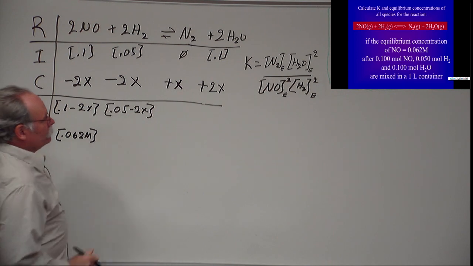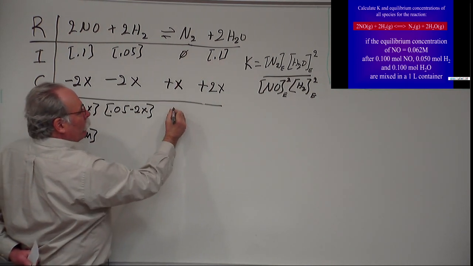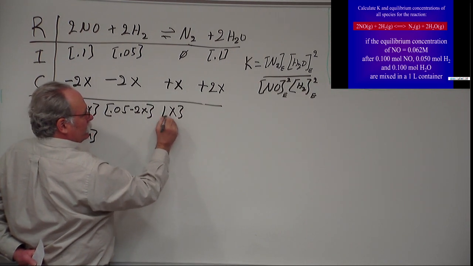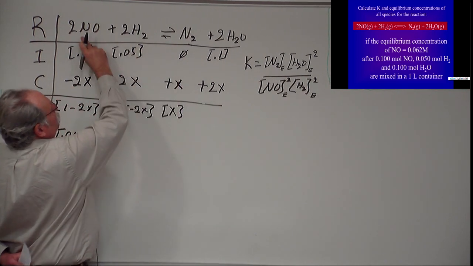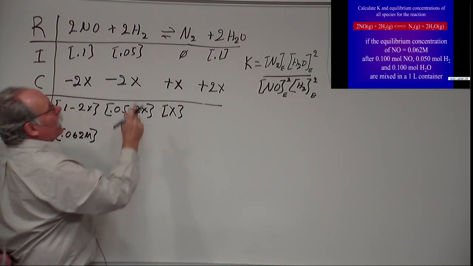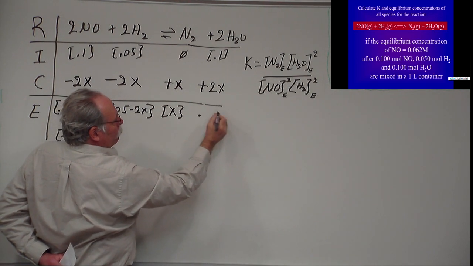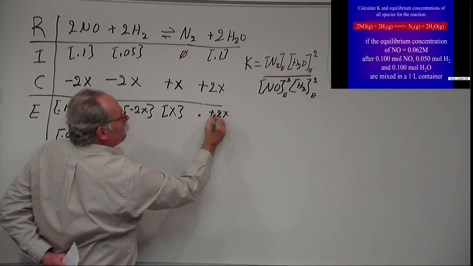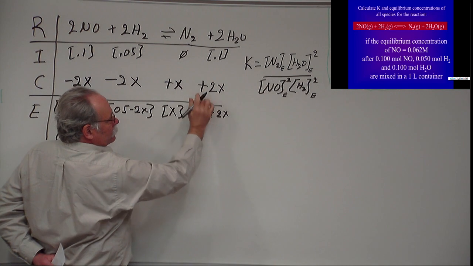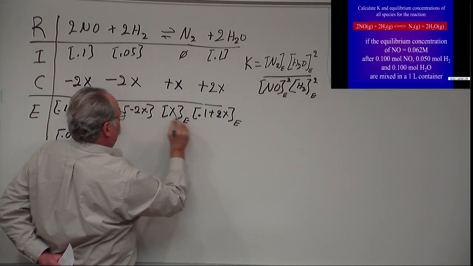While these were being consumed, I produced this at half the rate. So I only made x of this, okay? Because for every 2 of these and 2 of these that I used, I only made 1 of these. But I made this at the same rate, so I made 2x of this, but I already had 0.1 to start with, okay? So these represent the equilibrium concentrations.